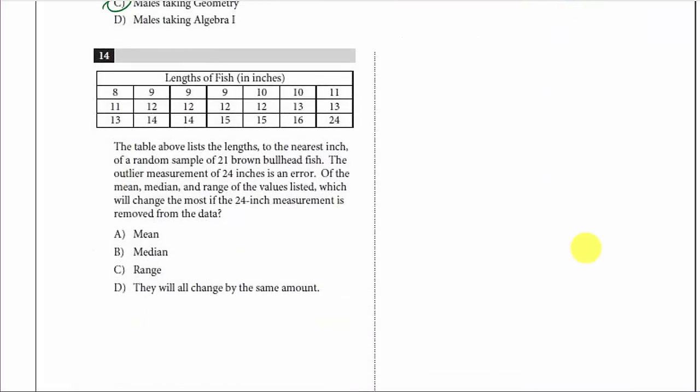All right, lengths of fish. It says the table above lists the lengths, to the nearest inch, of a random sample of 21 brown bullhead fish. The outlier measurement of 24 inches is in error. So that's this outlier here. That means it doesn't really fit with the rest of the data. Of the mean, median, and range of the values listed, which will change the most if the 24-inch measurement is removed from the data?